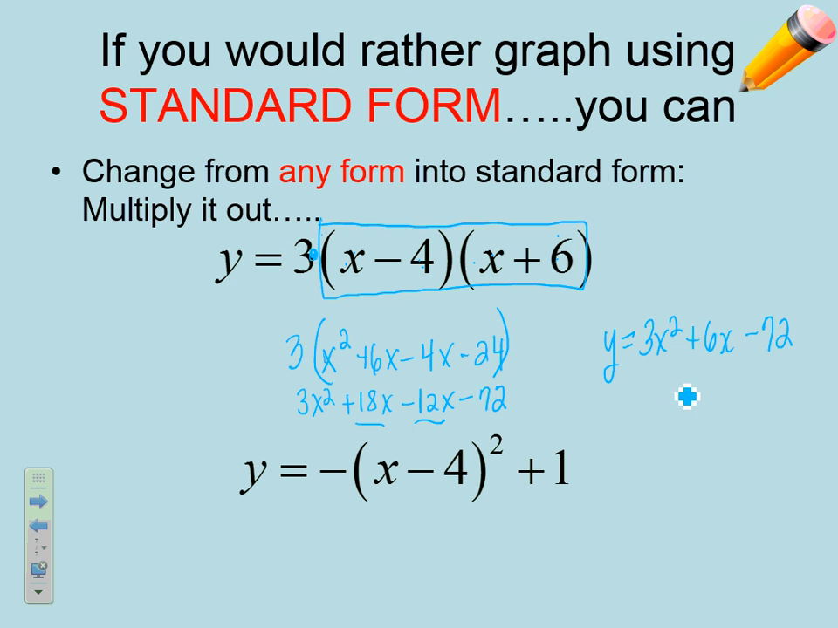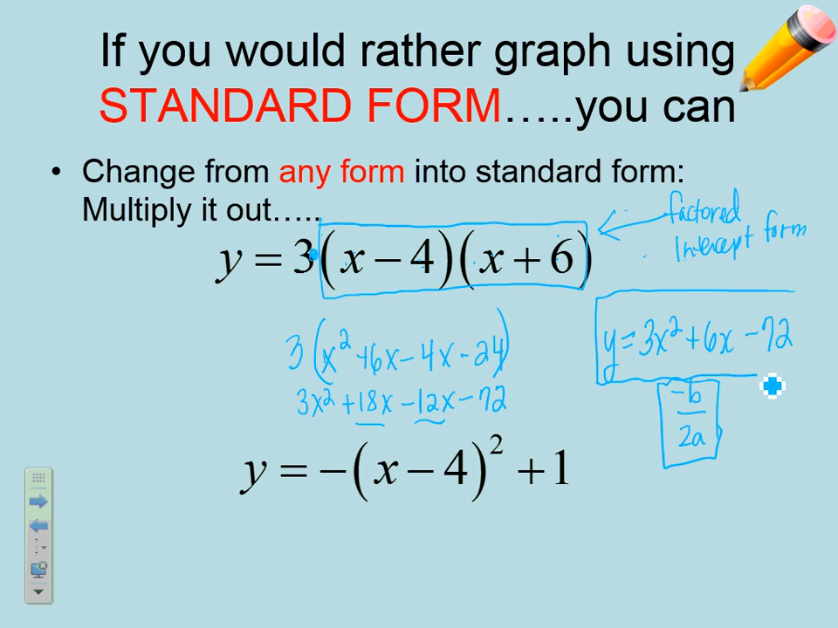And then I could use opposite of b over 2a if I wanted to. So this form right here that I'm looking at right now is factored form or intercept form. If I multiply it through and get my formula, I should be able to get my formula in standard form. Now this is in standard form, and to graph in standard form, I need the opposite of b over 2a. Okay? Well, okay, let's take a look at the other form we talked about today.